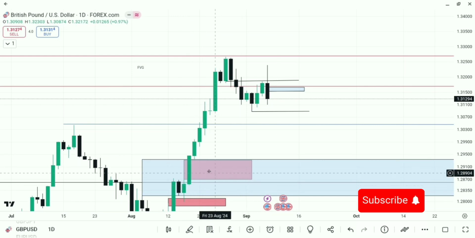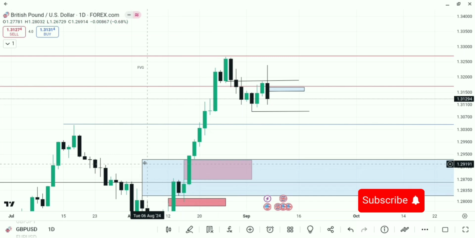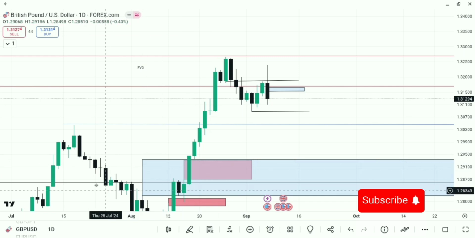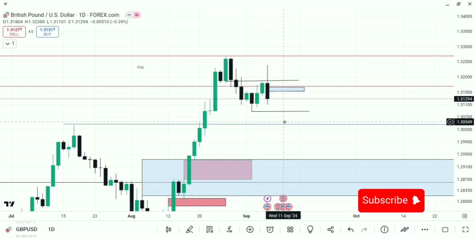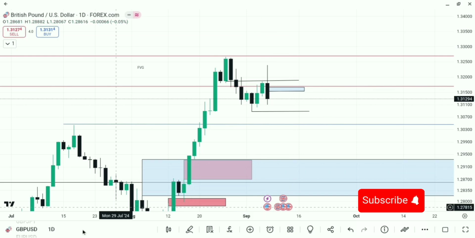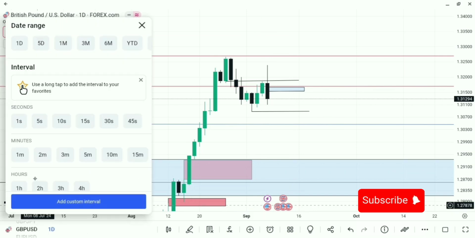You can see the small fair value gap, you can see the down close candle over here, and you can also see the weekly fair value gap with the monthly order block. So the current price action is very bearish. Let's go to the 4-hour time frame.